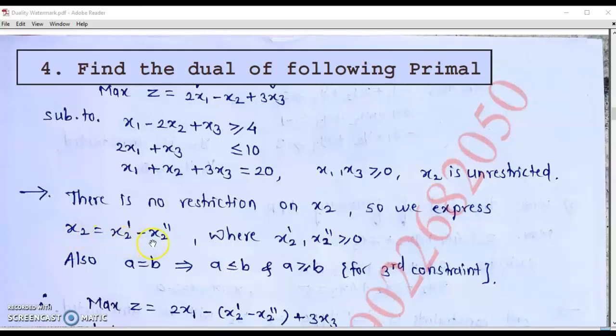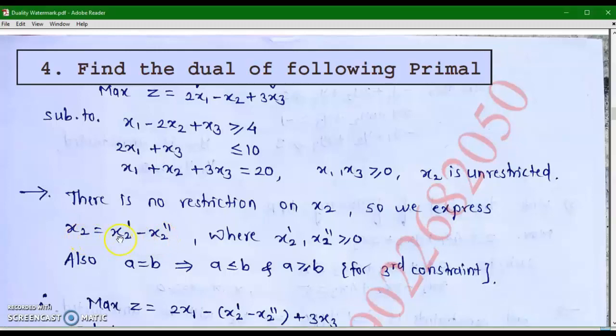So we can write x2 dash and x2 double dash as 5 and 3. So that 5 is positive and 3 is positive. Even if x2 is negative, we can express that negative number with two positive numbers. Suppose x2 is minus 2, then we can have x2 dash as 3 and x2 double dash as 5. So 3 minus 5 gives us minus 2, whereas 3 and 5 both are positive. So this way, though x2 was unrestricted, we can express it as a combination of two positive numbers.